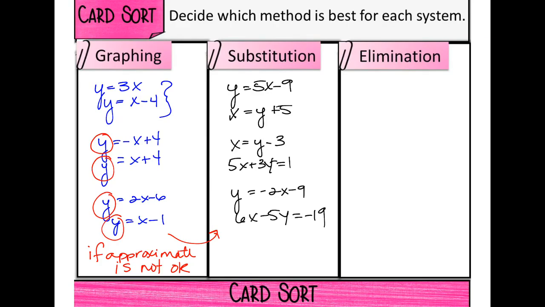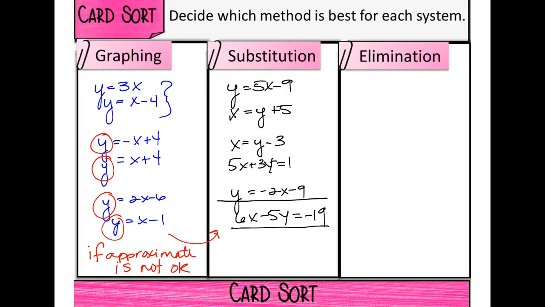Now remember, we're just looking at the most efficient method to use. You could absolutely change this equation into slope-intercept form and then graph this system. Or you could change this equation into standard form and you could use the elimination method. It's really up to you, but you do need to understand what is the most efficient method, and that's what we're talking about now.